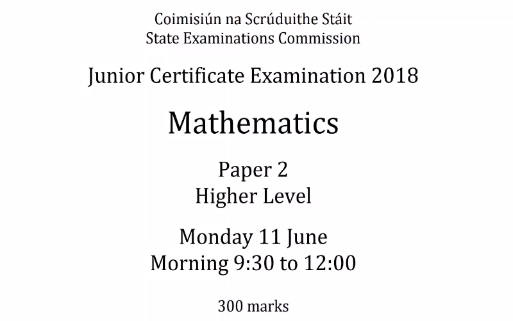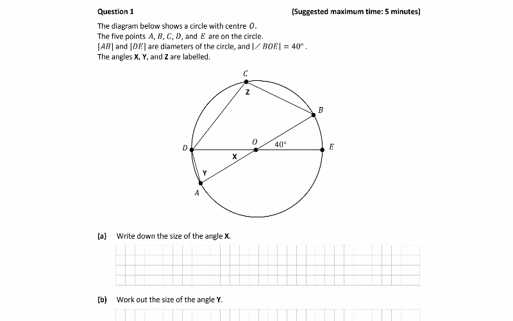Here we have the 2018 paper 2 for Junior Cert. Let's see the first 4 questions in this video. A bit of geometry, 2 questions on area and volume, and a probability question. Question 1, part A and B were worth 10 together.